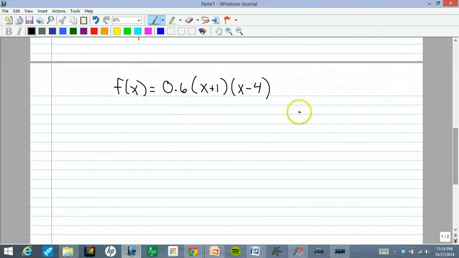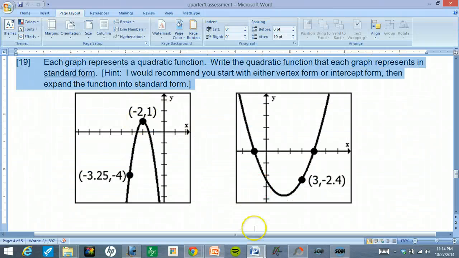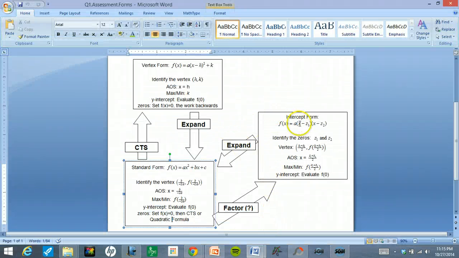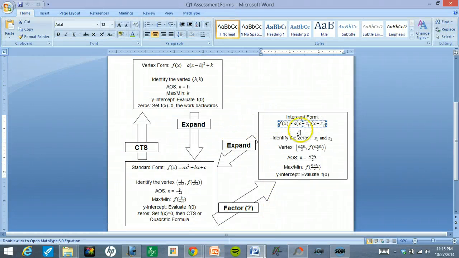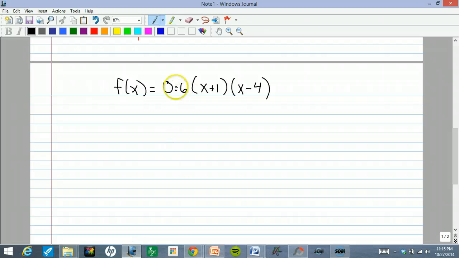I just realized in the last problem I did not convert to standard form because that's what the directions asked us to do. Write your answer in standard form. Points off for Mr. Dolowitz for not following the directions in his previous question, but I will do it now. So referring back to this little sheet, if you're in intercept form, to get to standard form, we just expand this out. So let's do it, and we're done.